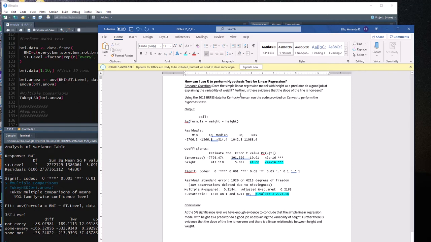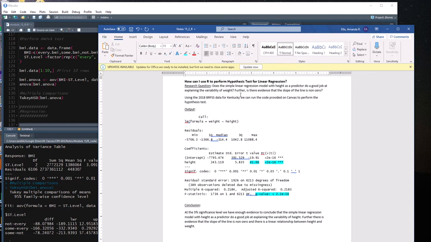All right, so we could fit a simple linear regression where we use height to predict weight. And so there's two different hypothesis tests for simple linear regression. The first one is, does the simple linear regression model with height as a predictor do a good job at explaining the variability of weight? In other words, if we know a person's height, does it do a good job of explaining why weight might vary from person to person?